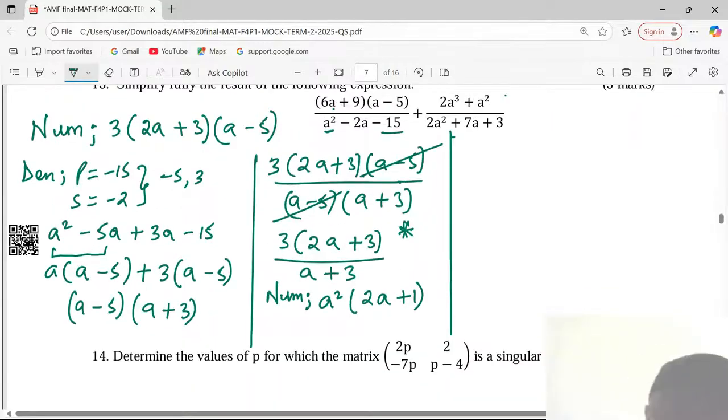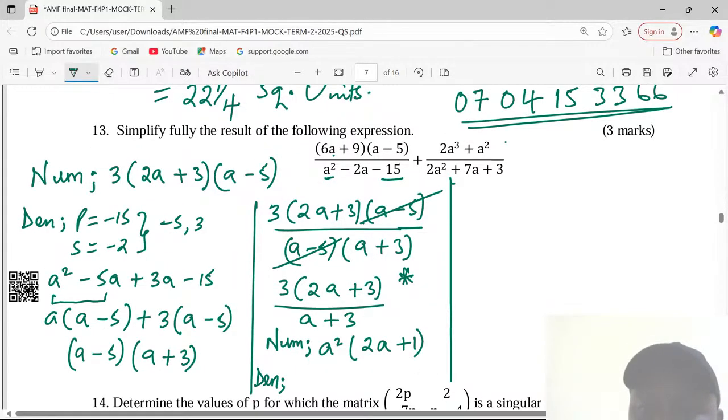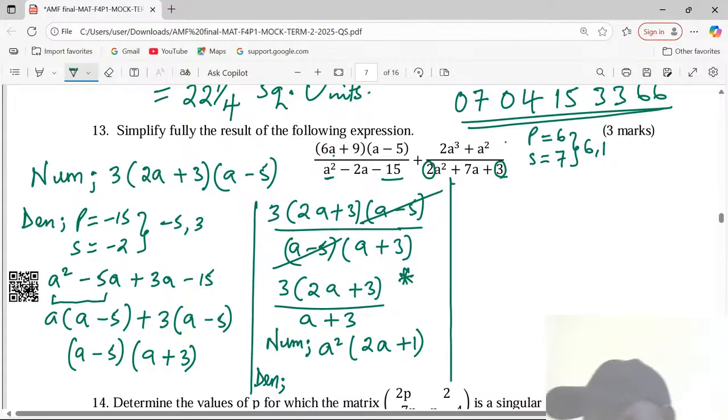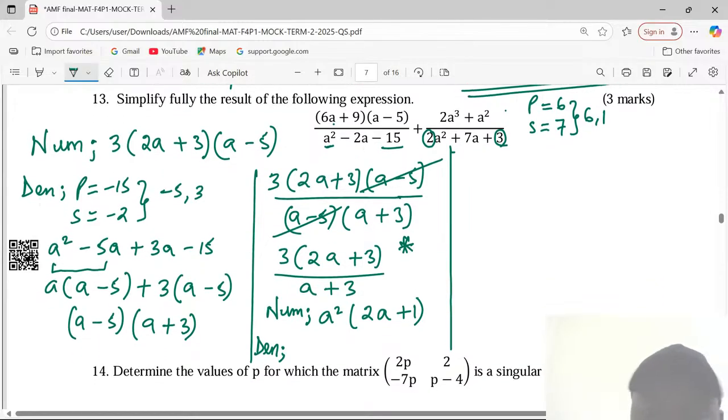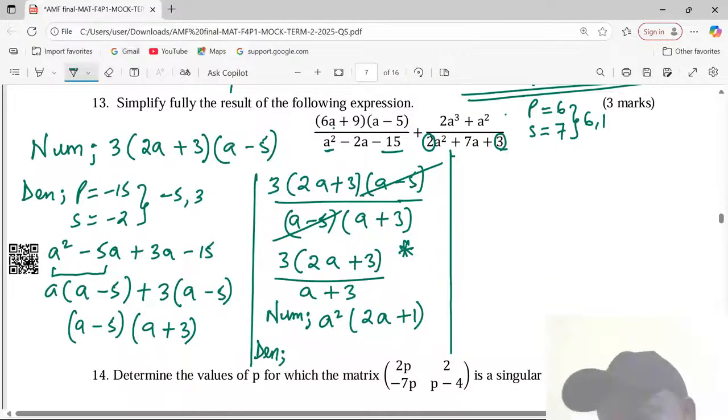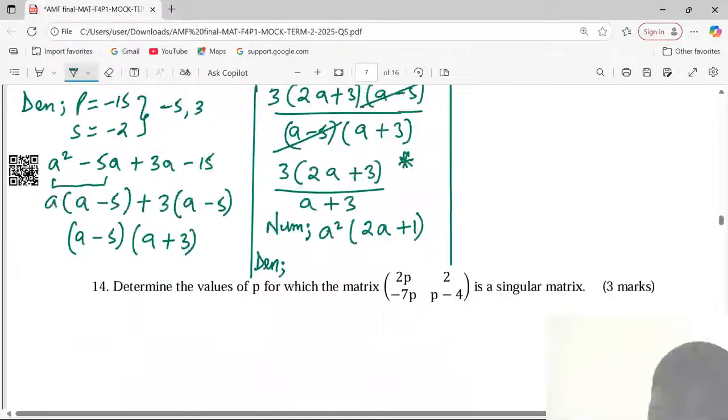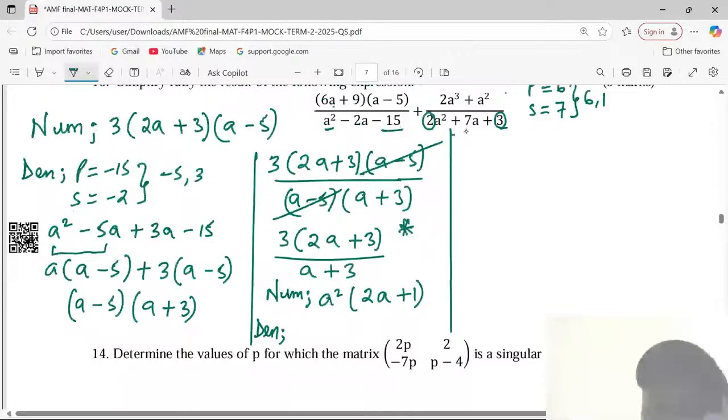On the denominator now, which is quadratic in nature, we need two factors whose product is 2 times 3, that is 6, and sum equals 7. So this is going to be 6 and 1, multiplied to give us 6, added to give us 7. So 7 can be split into 6 and 1.